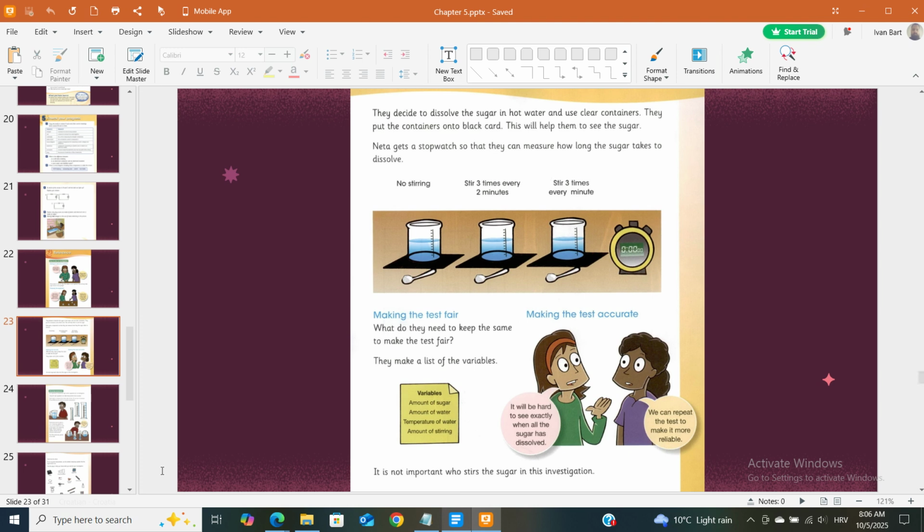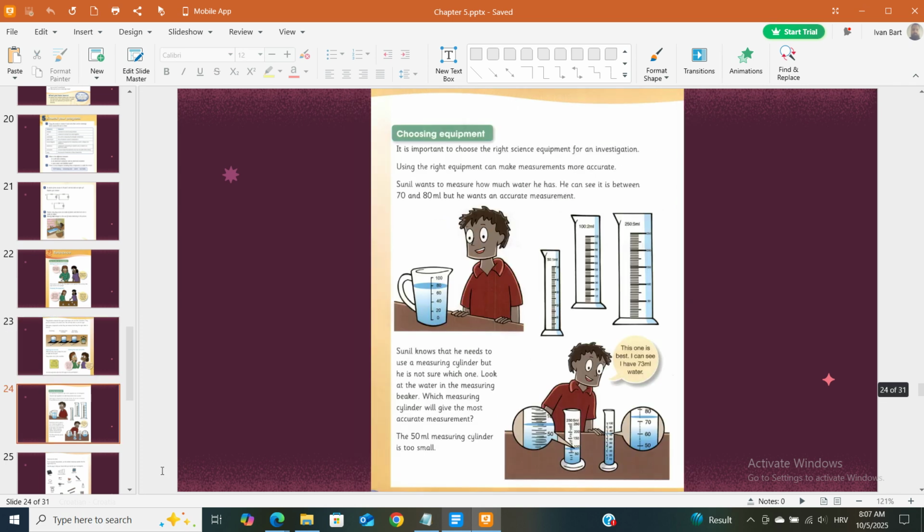Making the test fair. What do they need to keep the same to make the test fair? They make a list of the variables. Making the test accurate. Variables: amount of sugar, amount of water, temperature of water, amount of stirring. It will be hard to see exactly when all the sugar has dissolved. We can repeat the test to make it more reliable. It is not important who stirs the sugar in this investigation.